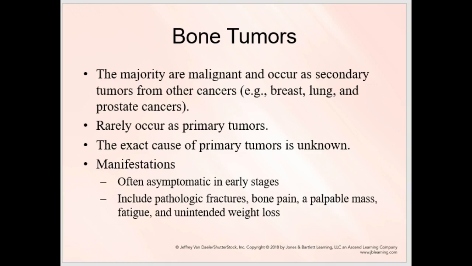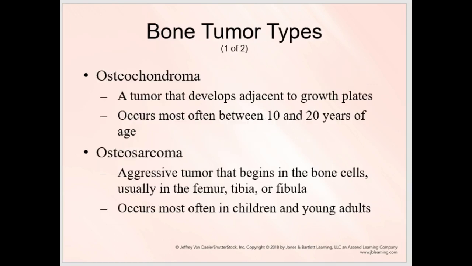The exact cause of primary tumors is unknown. So it'll manifest as pain, right? But the other thing that is a real sign is a pathological fracture. So palpable mass, fatigue, all those signs of cancer, and also localized pain in the bone.